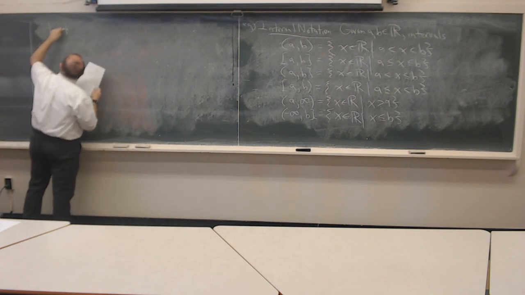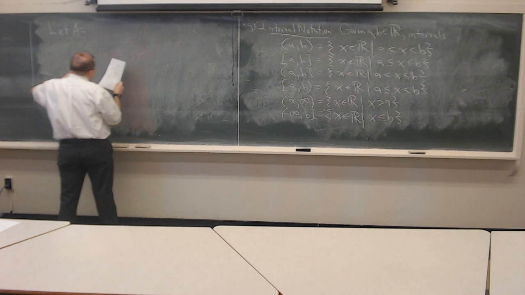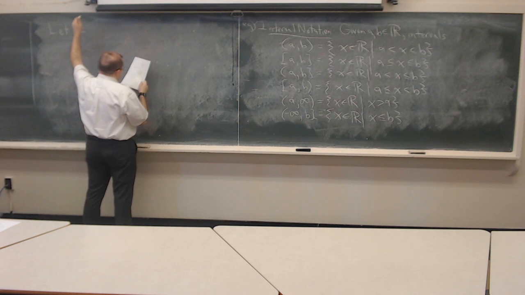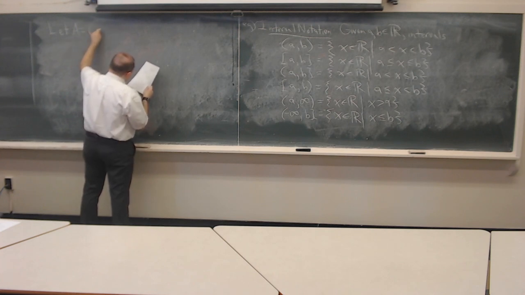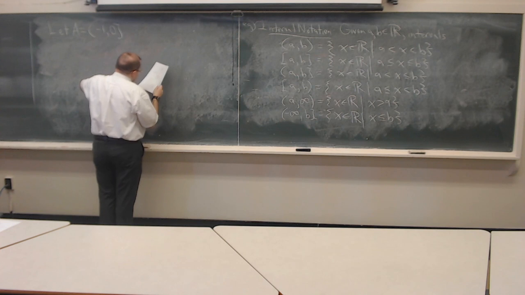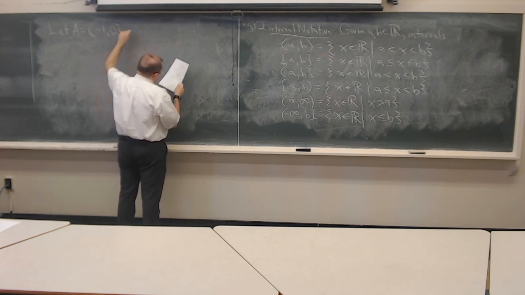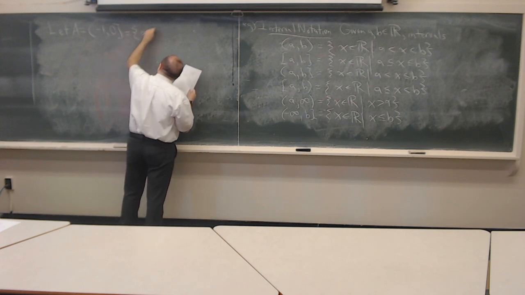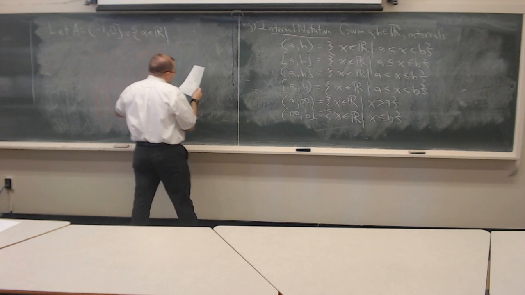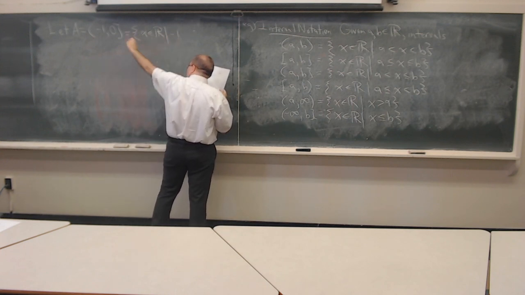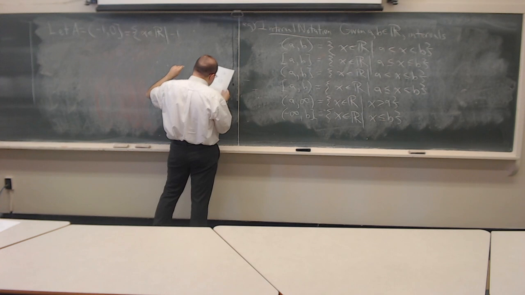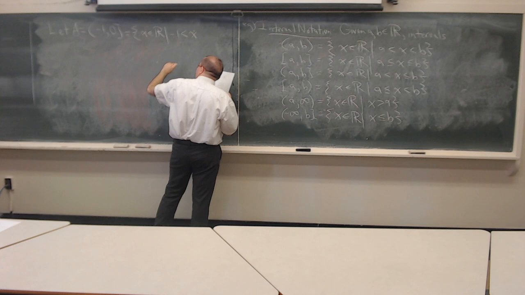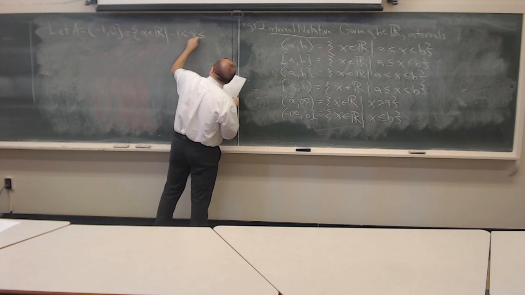So I'm gonna let the set A be equal to the interval. Now remember, we're talking about interval notation here. A is going to be equal to the interval minus 1, comma 0. Now, if I write this out, this just simply means that I'm going to have a set of real numbers such that minus 1, remember it's exclusive because of the rounded parenthesis there, is less than x, and there's a square bracket on the right-hand side of the 0, so that means it's less than or equal to 0.